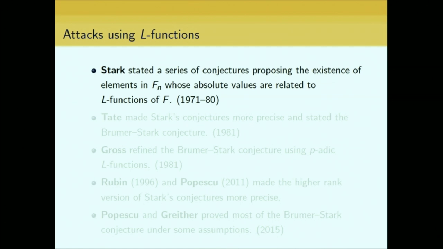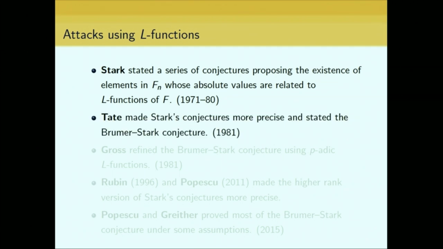So Stark made a series of papers and advances in math from 71 to 80, which stated some conjectures in this direction. So Tate makes Stark's conjectures more precise in every case, and in a certain important case with a finite prime, which I'll be getting to later, and that'll be the focus of my talk, he stated what's now called the Brumer-Stark conjecture, though I like to call it the Tate-Brumer-Stark conjecture, since Tate is the one who stated it.